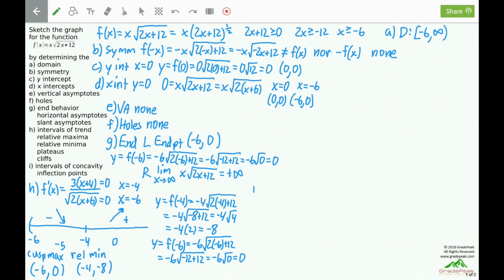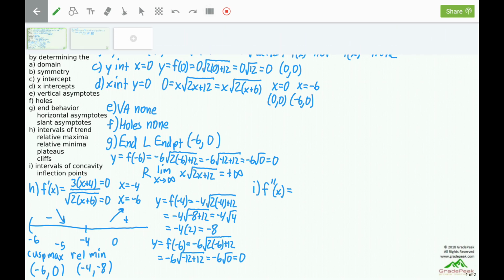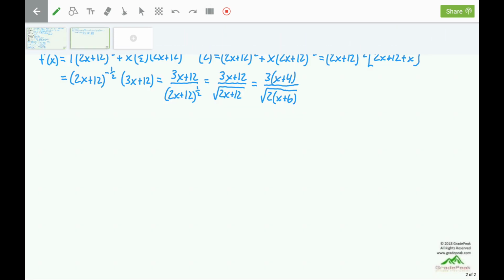For part I, we want to determine the intervals of concavity and any inflection points. This will involve the second derivative, f double prime of x. We'll take it from the first derivative. We don't want to take it from the fully factored and written as a single fraction version of it. It's messier to work it out from there. We'll take it from a different version, but it'll also require some room, so we'll go back to this other page.